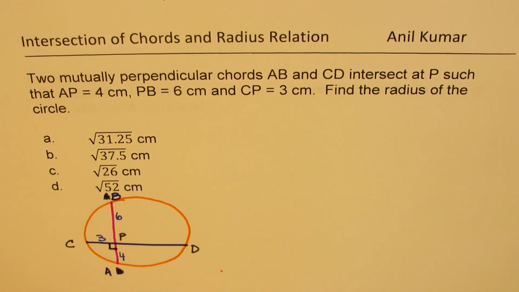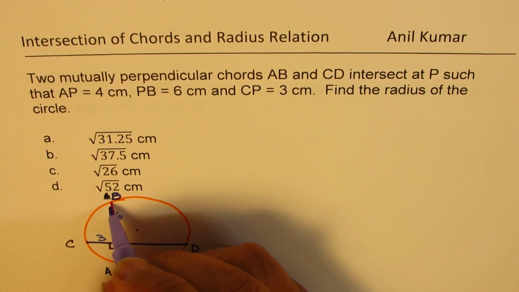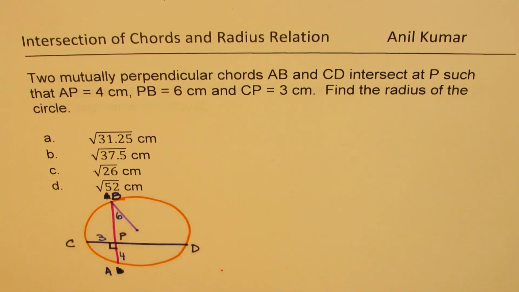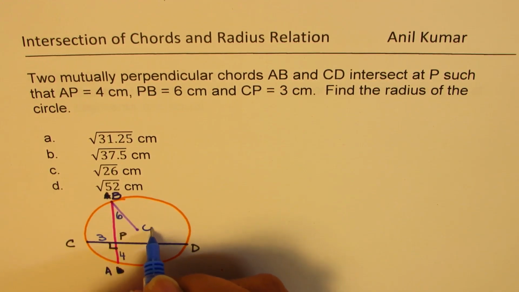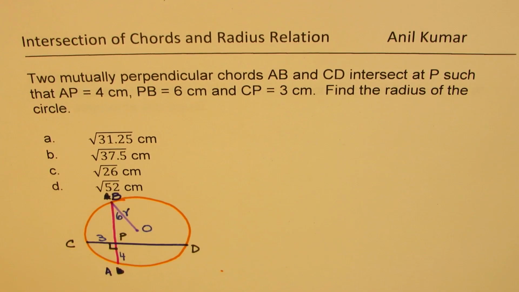Now you need to find the radius of the circle. So let us say somewhere here we have the center, and you need to find this radius, right? Let me call this center as O and the radius as R. One of these is the correct answer. You can now pause the video and answer this particular question.